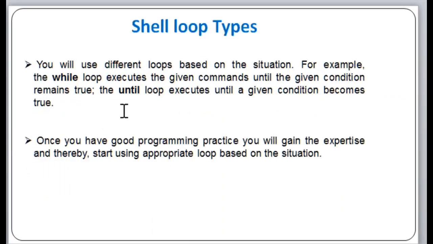So, shell loop types: you will use different loops based on the situation. For example, the while loop executes the given commands until the given condition remains true. The until loop executes until a given condition becomes true. So while happens while it's true, until happens until it's true. Once you have good programming practice, you will gain expertise and thereby start using appropriate loops based on the situation.